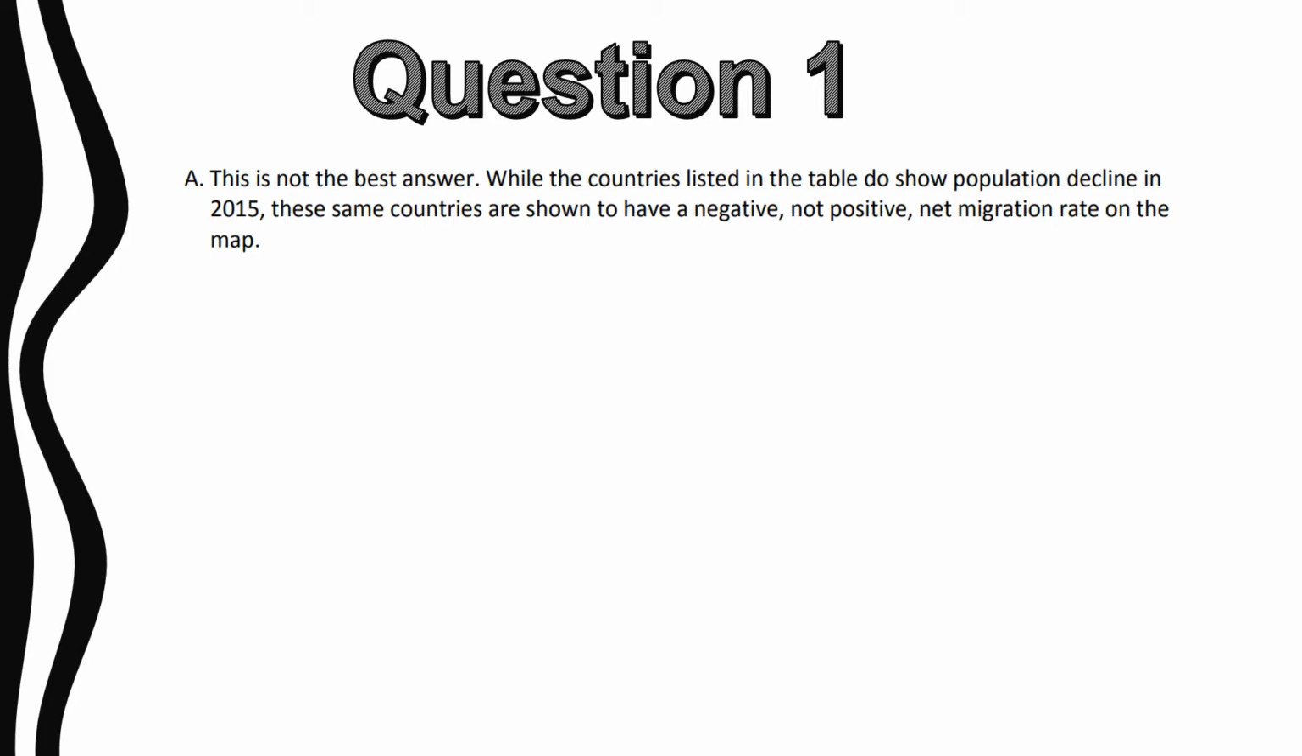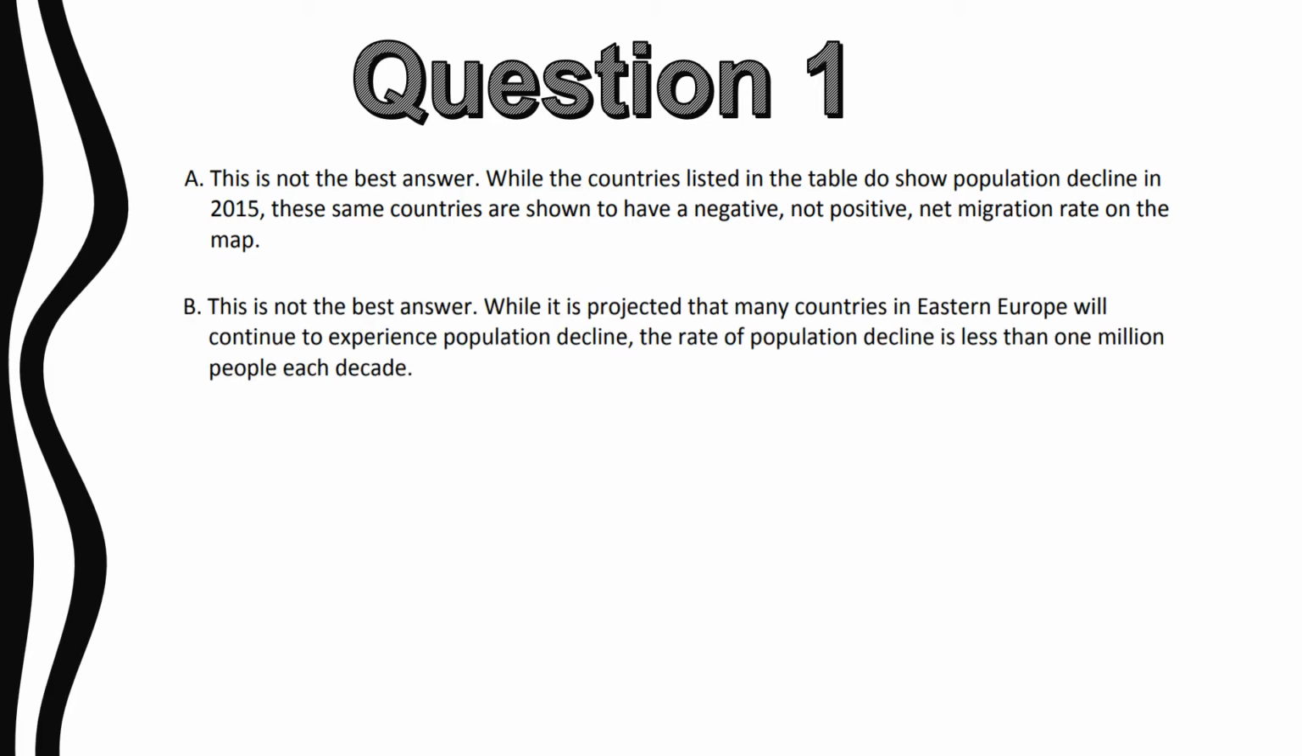So if you're not sure of what net migration was, that could have tripped you up, but it did tell you on the bottom of the source what net migration is. It's how many migrants you have moving in minus how many migrants you have moving out. So if they have a negative net migration, that means more people are moving out than are moving in. So it's still contributing to the population decline.